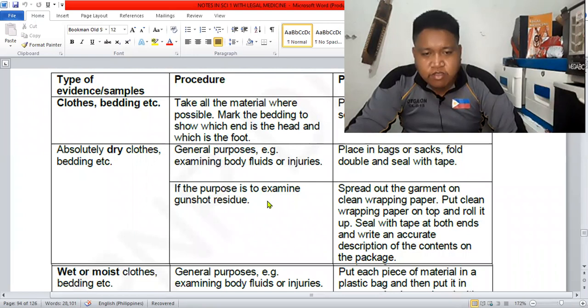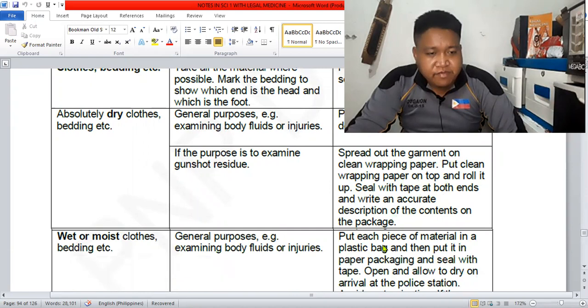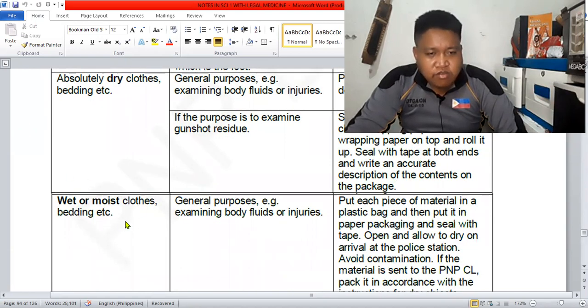Okay. If the purpose is to examine gunshot residue, spread out the garment on clean wrapper paper, put clean wrapper paper on top of the roll, and seal with tape. Pakibasa na lang yan. Wet or moist clothes, bedding.